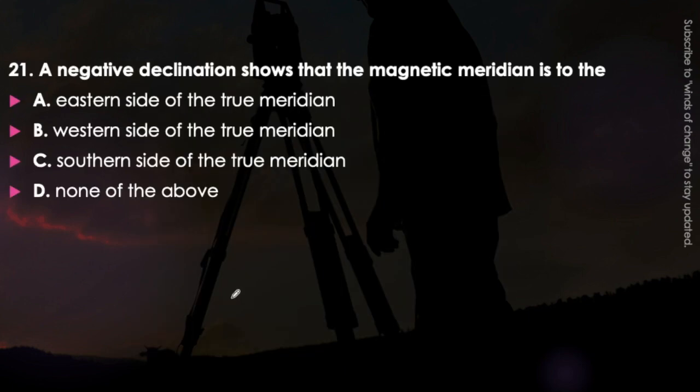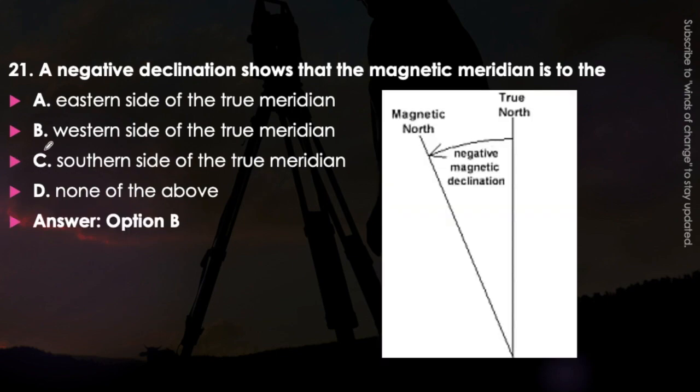Next question. A negative declination shows that the magnetic meridian is to the eastern side of the true meridian, western side of the true meridian, southern side of the true meridian, or none of the above. Just think about it. Very easy question. Negative declination depicts that the magnetic meridian is to the western side of the true meridian. So option B will be the correct answer.